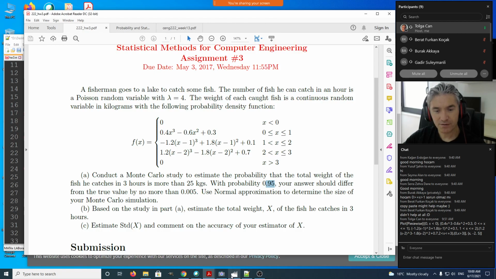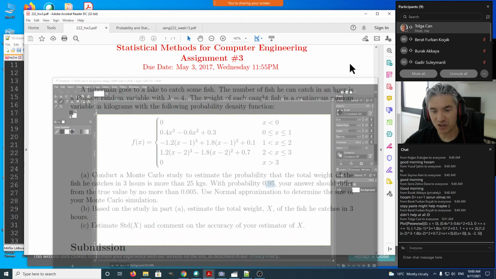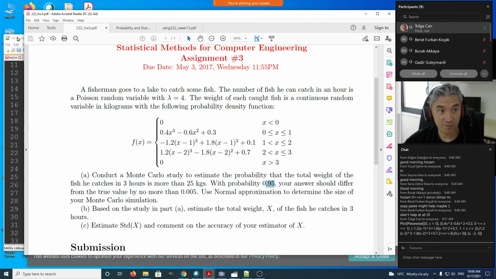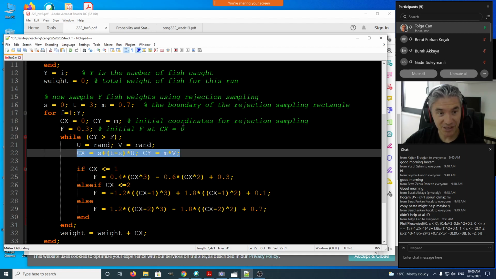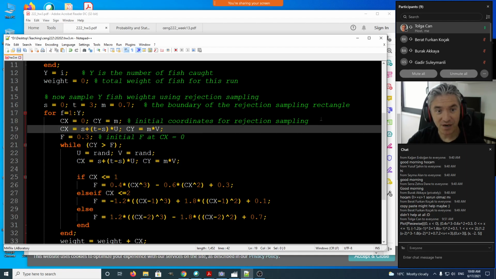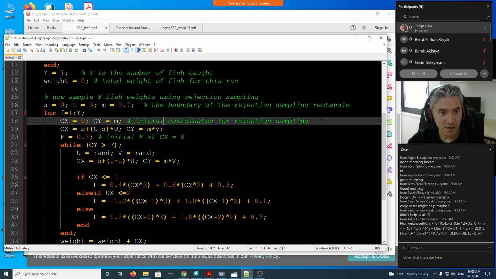Why do we start our rejection sampling? That's a convention maybe, but it would be perfectly okay if, instead of initializing Cx and Cy like this, you had initialized them differently, because m, s, and t are known. There's no point in initializing Cx and Cy with 0 and m. So you could have initialized the initial random point with really some random numbers.